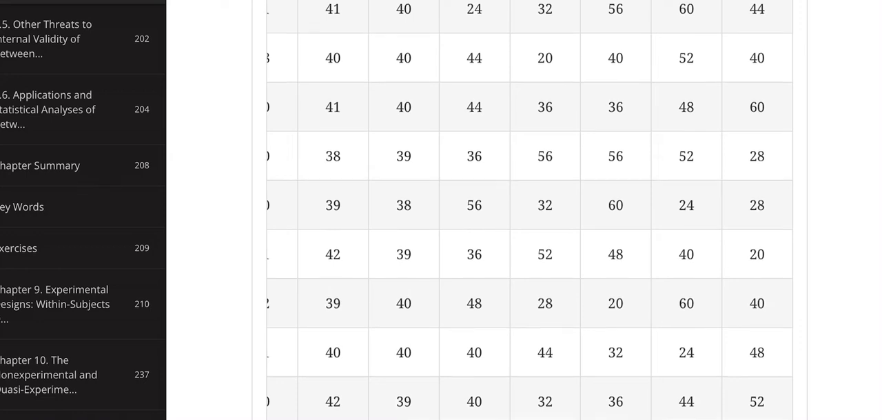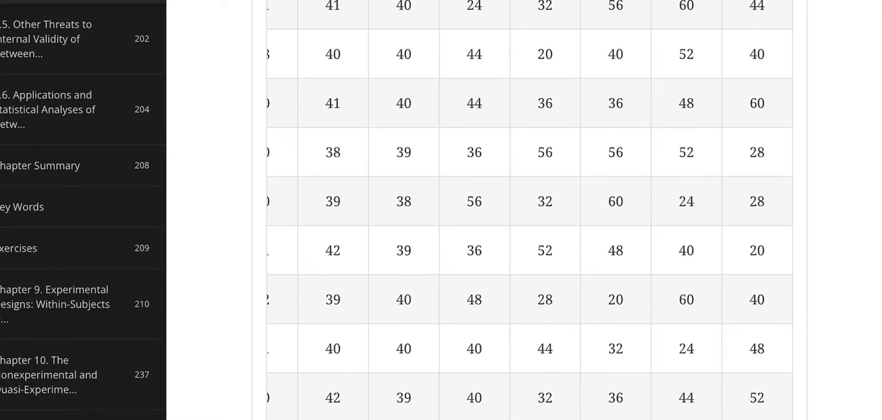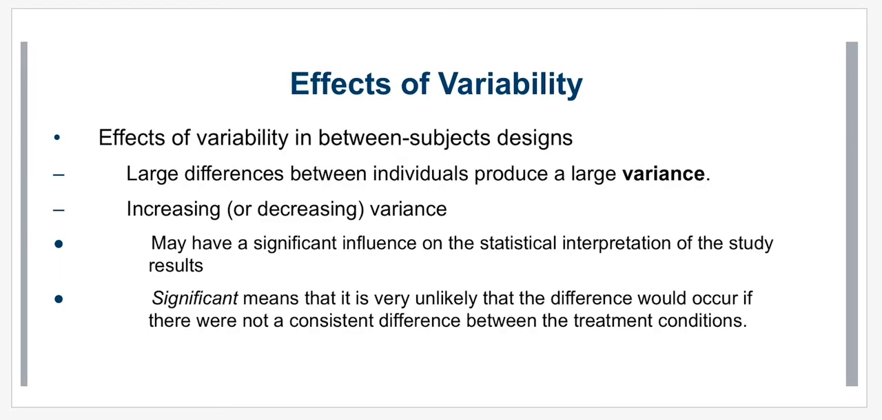Now, if I scroll over and you see population B, these scores vary a lot more. There's a larger variance. There's 20s all the way to 60s. That is a much larger variance. And that gives you a visual example of what I mean when I say variance. Your book gives the example of variance being like radio static or cell phone interference, interfering with a radio or a cell phone signal.